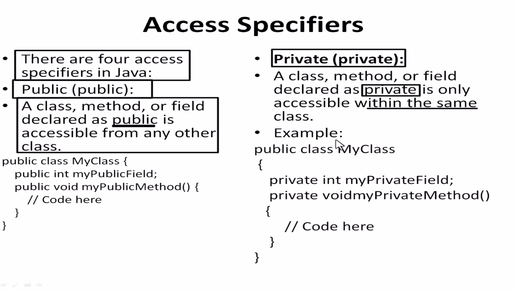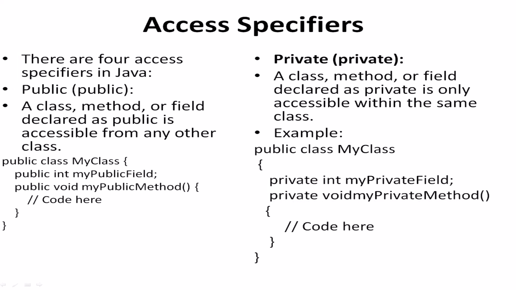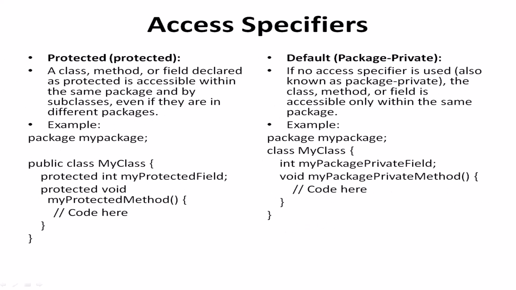So here we have declared a public class and a private integer. Any data type before which you have declared private. Next, before the method name, void myPrivateMethod, we have declared private. So it means it will be accessible inside the class but not outside.